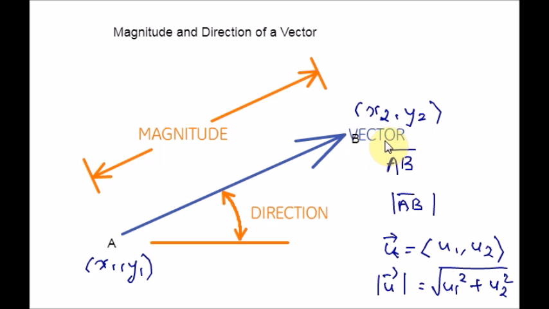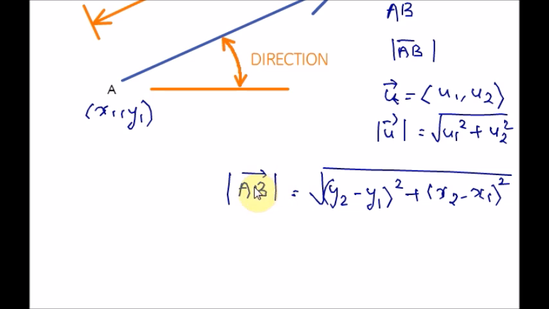When you get two coordinates, a pair of coordinates at the endpoints, you can use the distance formula. Because the magnitude of a vector is nothing but the length, no? Length and distance from one point to the other is the same thing. Am I right? So you can directly use the distance formula when you get two pairs of coordinates.